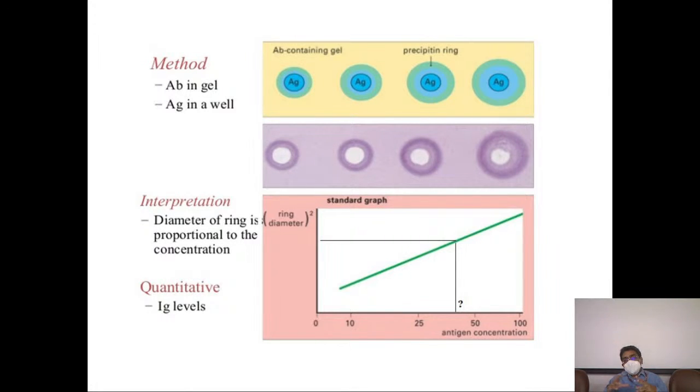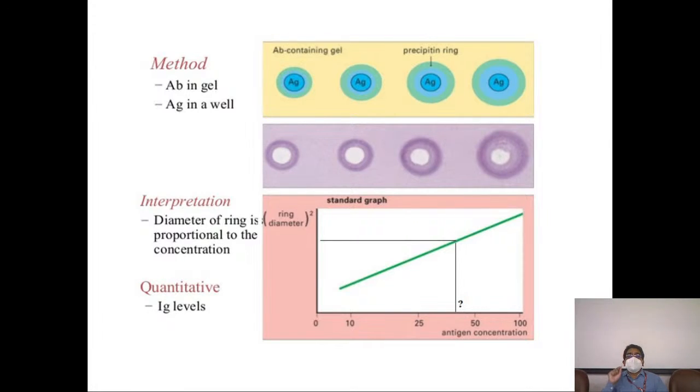How can we do this? First we make a graph by taking the known concentration of antigen and the known antibody. If we add a known concentration of antigen in one well, then increasing known concentrations in subsequent wells, we get a graph. That is, if we put this much antigen concentration, this much will be the ring diameter. If this much antigen concentration, this much, that we know.